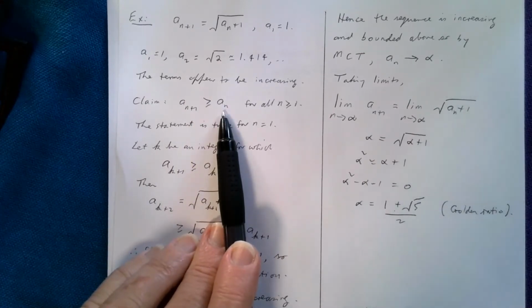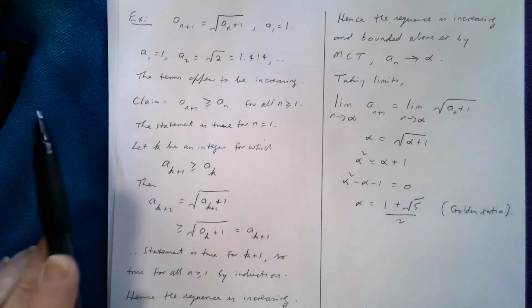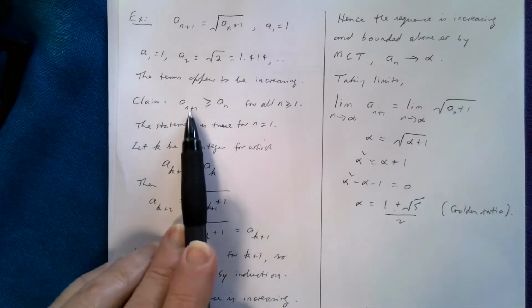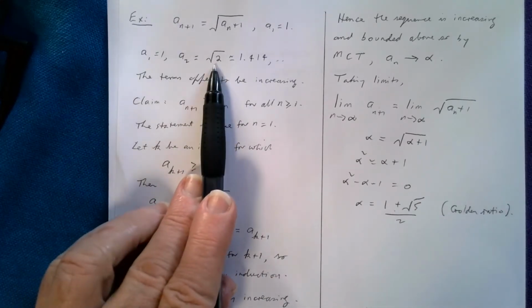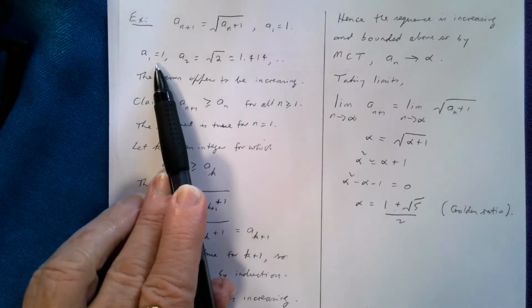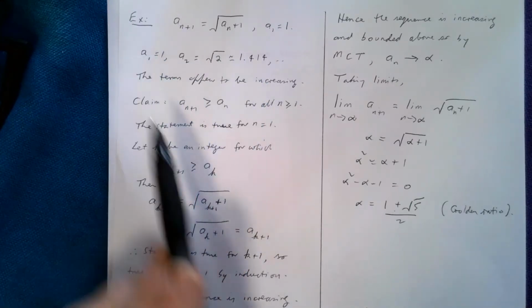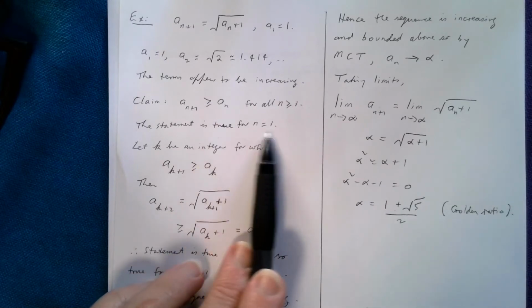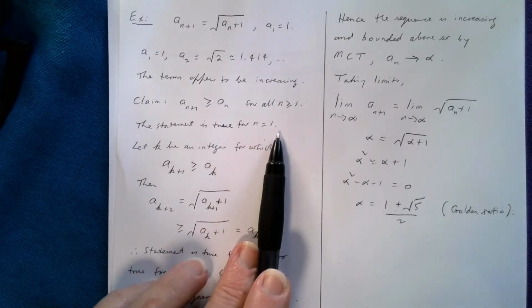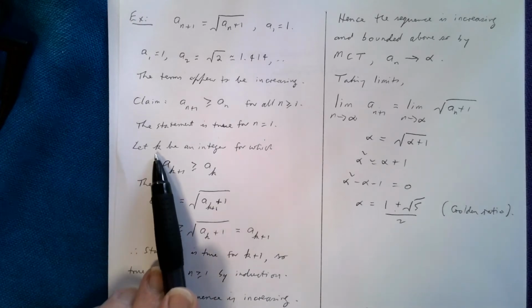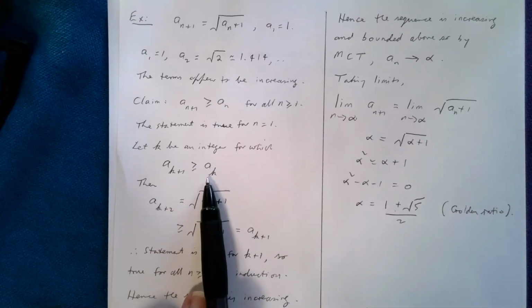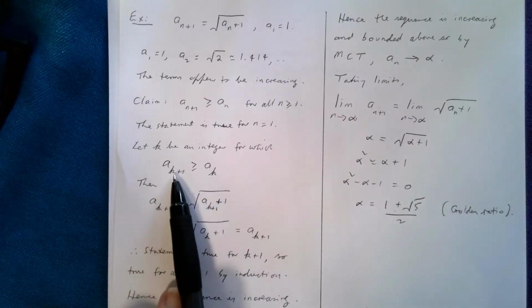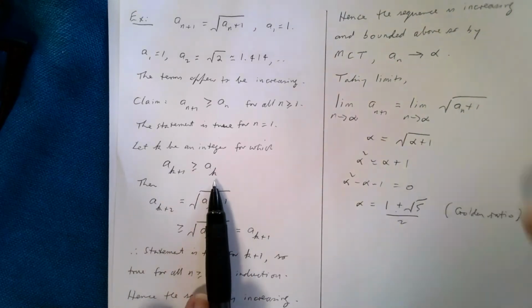Again, we're going to do this by induction. The statement is certainly true when n is 1 because a_2 is bigger than a_1. So the statement's true when n equals 1. Now we make our inductive hypothesis. We let k be an integer for which a_(k+1) is bigger than or equal to a_k. Then I have to show that we've got a similar inequality with k replaced with k plus 1. So I'm going to show it also works for k plus 1.